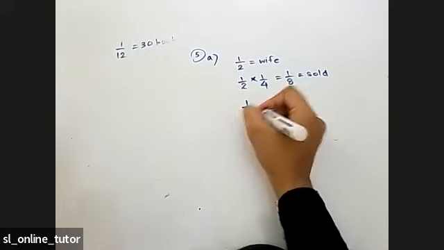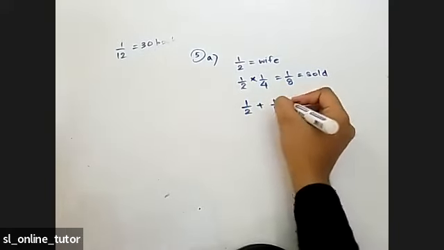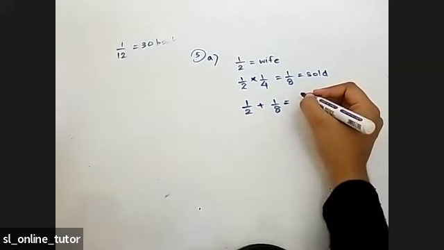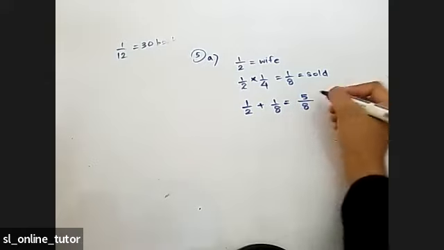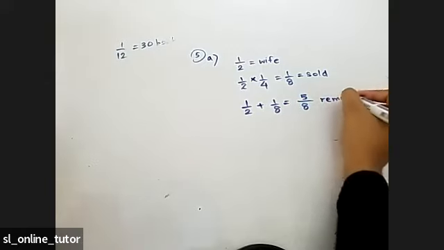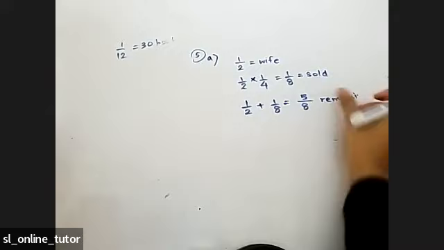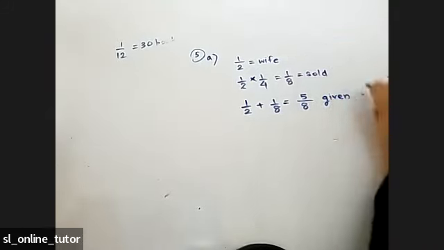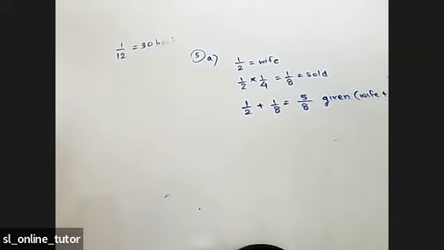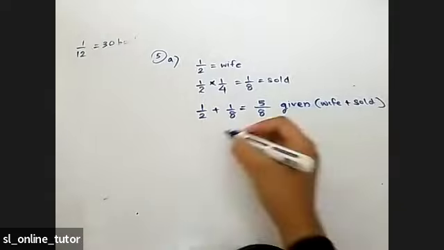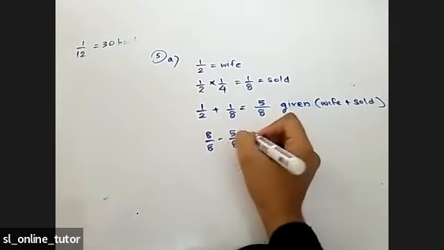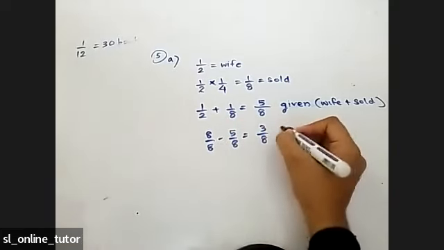Now half for wife, 1/8 was sold. So what is remaining? 2 into 4, 4 plus 1 means 5 upon 8. This is only what is given for the wife and sold. Can you understand? It's wife plus sold part. Now what is remaining? 8 upon 8 minus 5 upon 8, 3 upon 8. This is remaining.